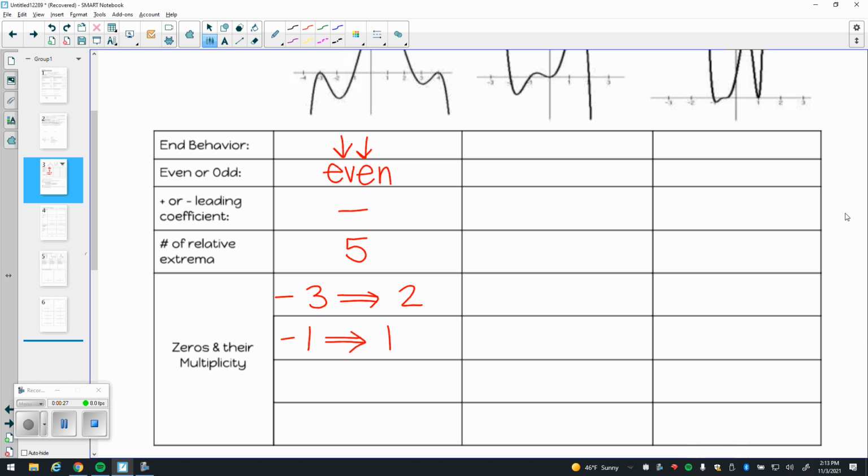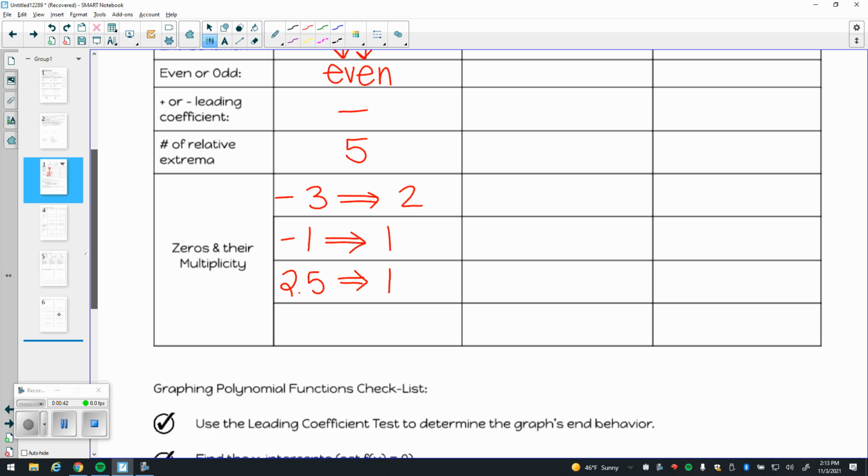At 2.5. Okay, it's not perfect, it's not always even. At 2.5, what's happening? Straight through, which means it has a multiplicity of 1. My last 0 is at where? At 4, and what's happening at 4? It is bouncing, so it has a multiplicity of 2.